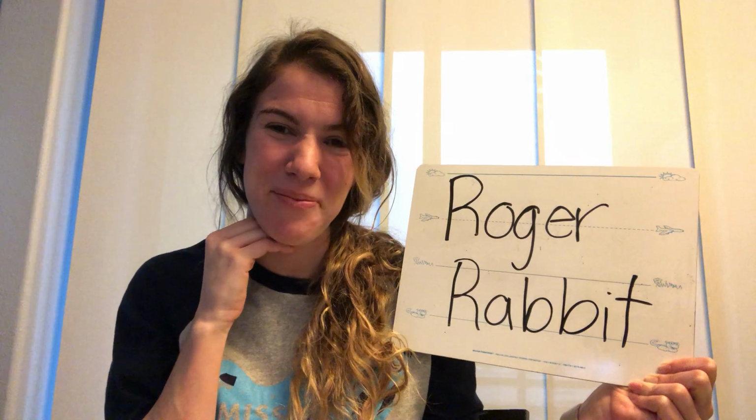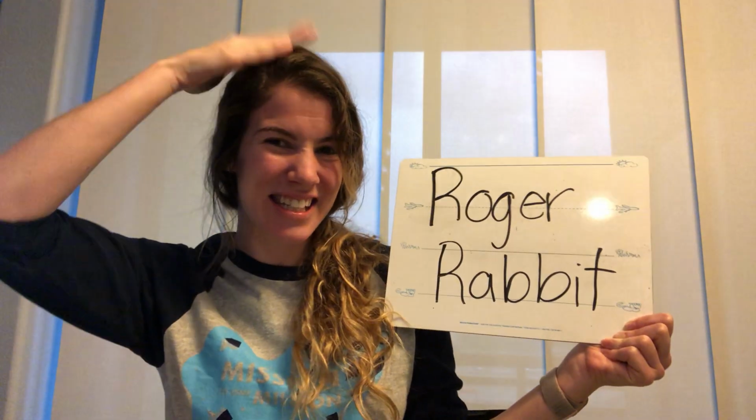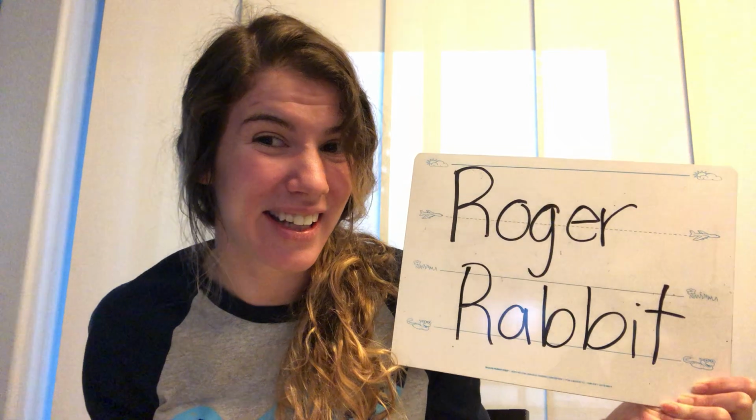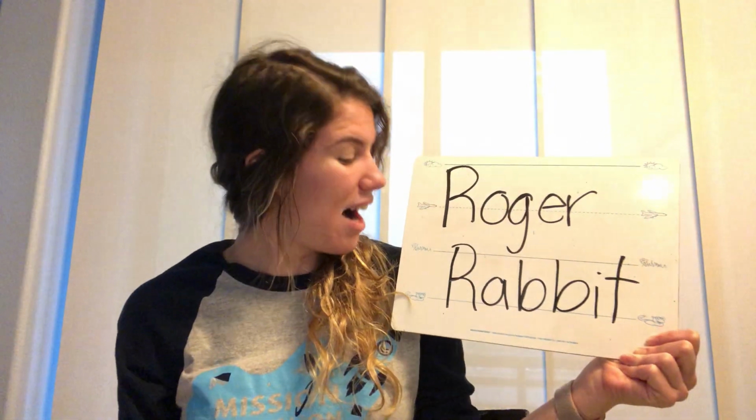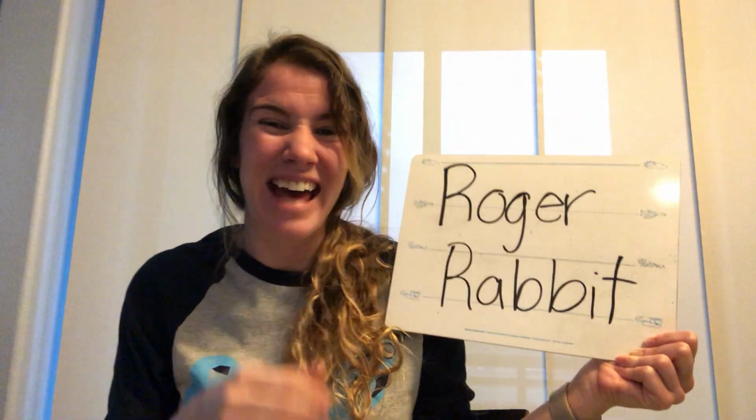What sound does T make? Great job. T, T, T. What's the second letter in his last name? Point to it. Awesome job, scholars. It's the letter A. A for apple. It makes the ah sound. Show us all some shine. Say, oh yeah.